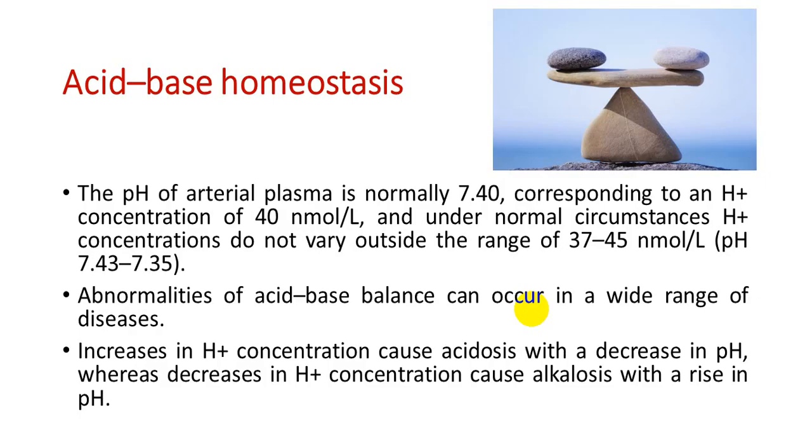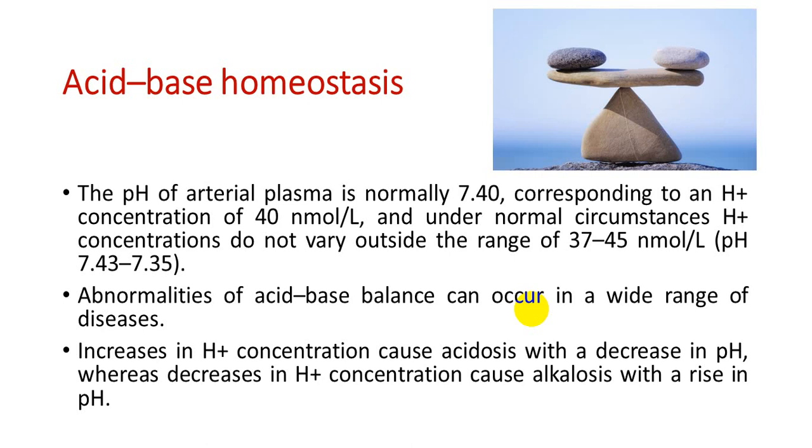What is acid-base homeostasis? The pH of arterial plasma is normally 7.4. This figure is to be recognized by memory, corresponding to a hydrogen concentration of 40 nanomole per liter, and under normal circumstances, hydrogen ion concentrations do not vary outside the range of 37 to 45 nanomole per liter. That is, the pH is maintained between 7.4 and 7.35.